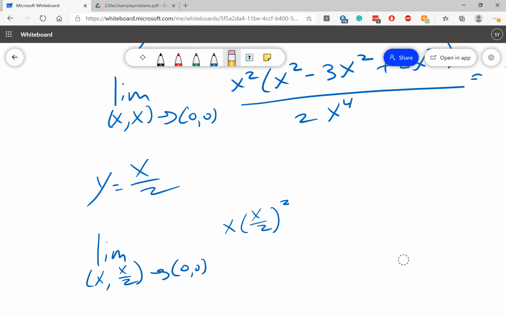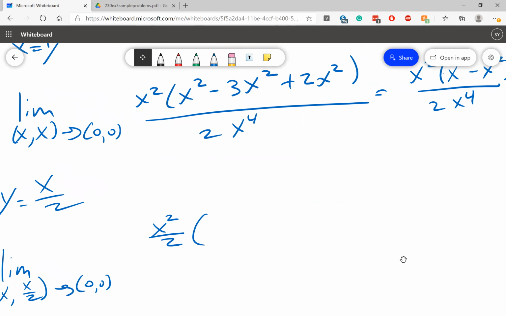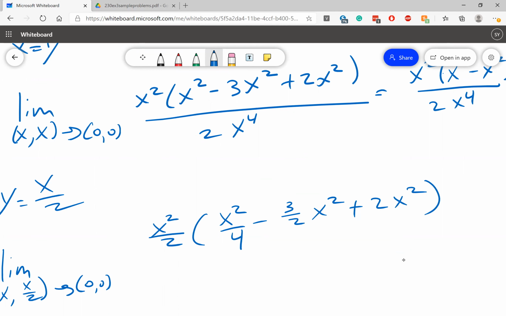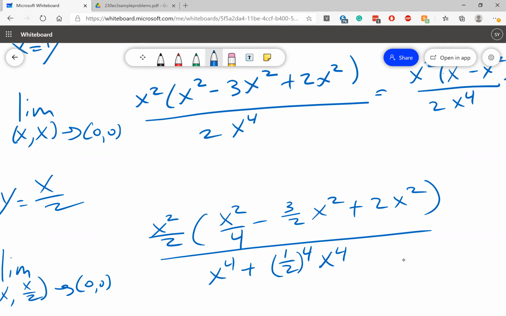yeah, x times x over 2, so that would be x squared over 2 times, and then we would have x squared over 4 minus 3 over 2 x squared plus 2x squared over x to the 4th plus 1 over 2 to the 4th x to the 4th.